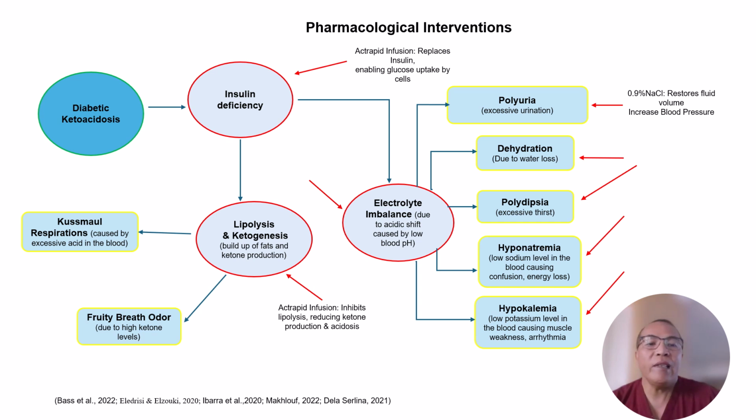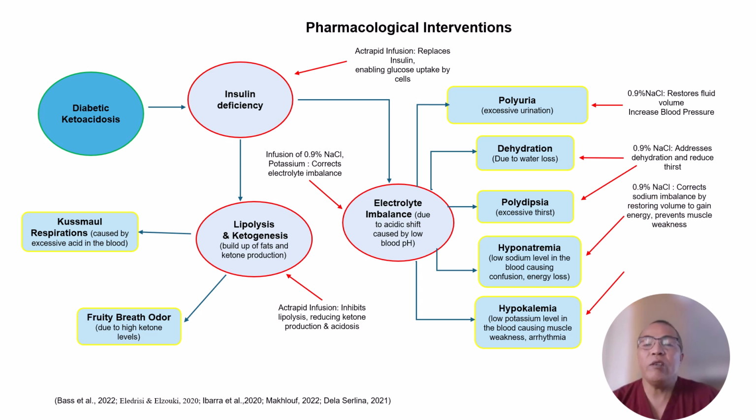IV fluid like isotonic saline, or 0.9% sodium chloride, was given to James from the outset for restoring circulatory volume depleted by osmotic diuresis. In DKA, serum potassium may be normal, but total body potassium is low. Potassium is driven into cells with insulin therapy, and careful supplementation is required to avoid hypokalemia. These interventions essentially reverse the metabolic derangement in DKA and stabilize James, our patient.